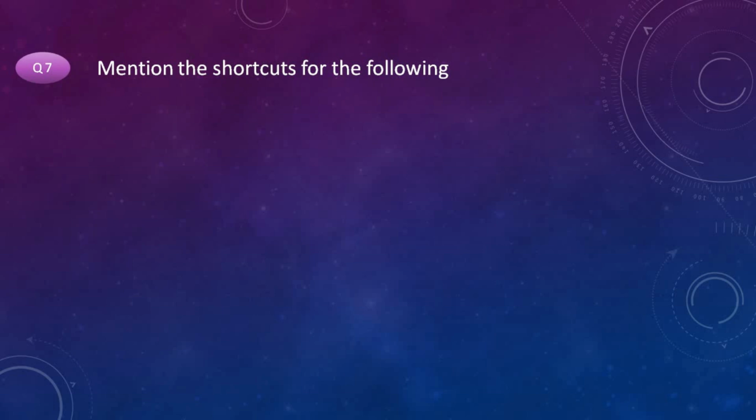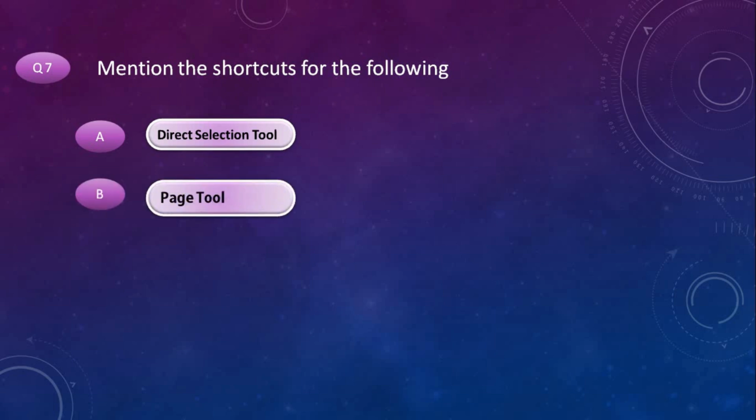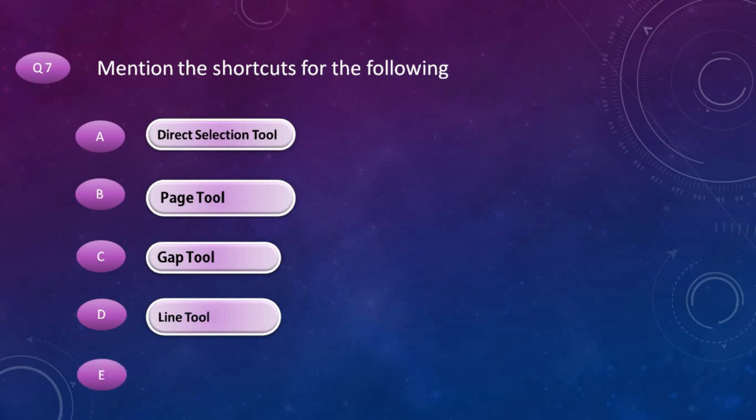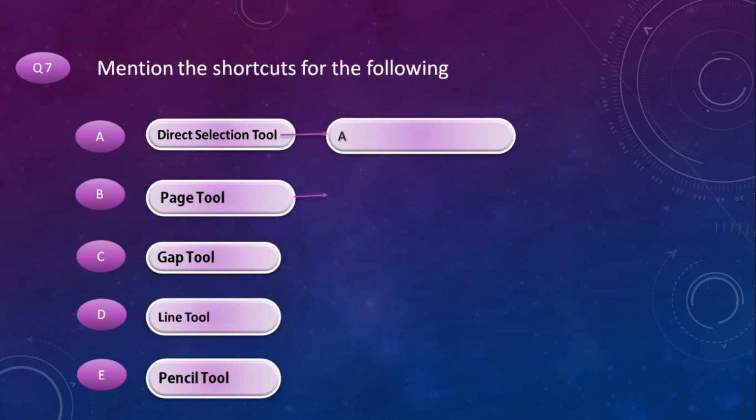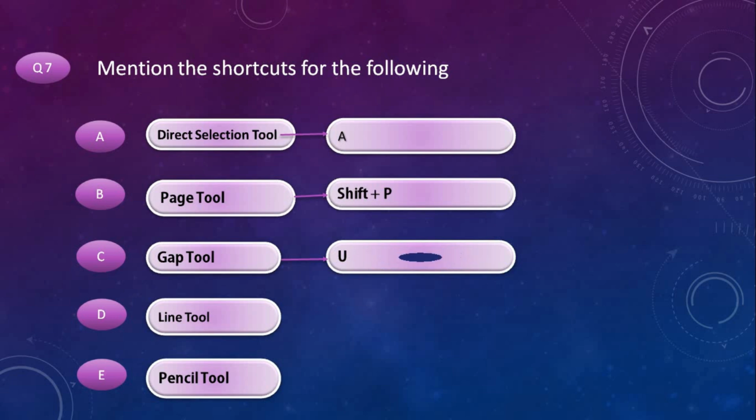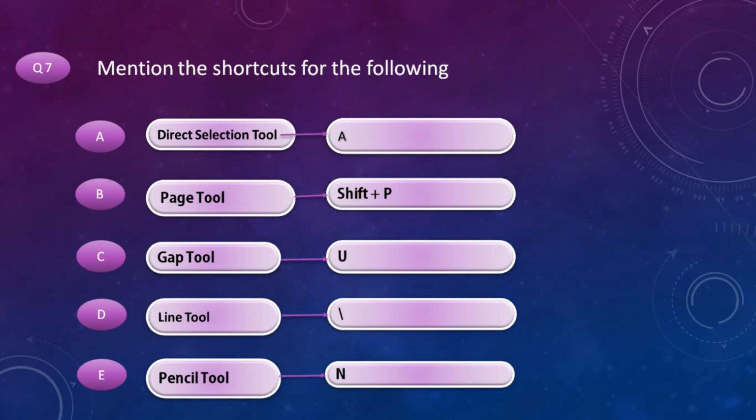The next question, mention the shortcut keys for the following. Direct selection tool, page tool, gap tool, line tool, and pencil tool. The answer for these questions, direct selection tool we have A, page tool it's Shift P, gap tool we have U, line tool is backslash, and pencil tool we have N.